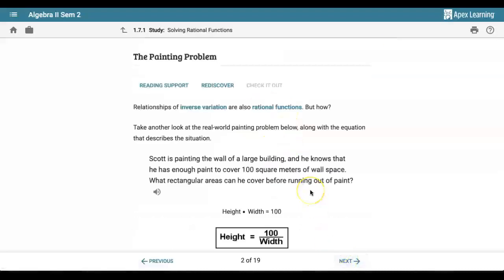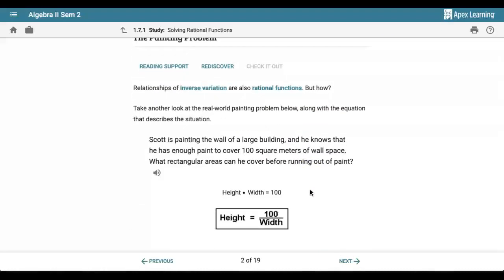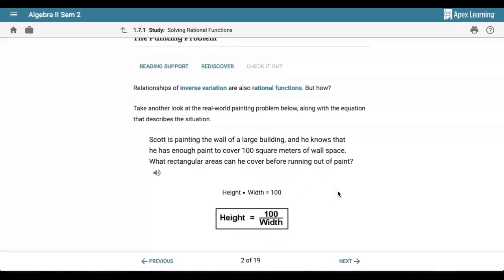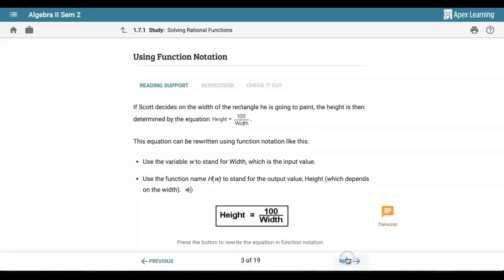Okay, so if we look back here at our painting problem, it was that inverse variation. It was also a rational function. All right, so if we look at that, the height equals 100 divided by our width, right, in order to cover the paint. And we talked a lot about that yesterday.